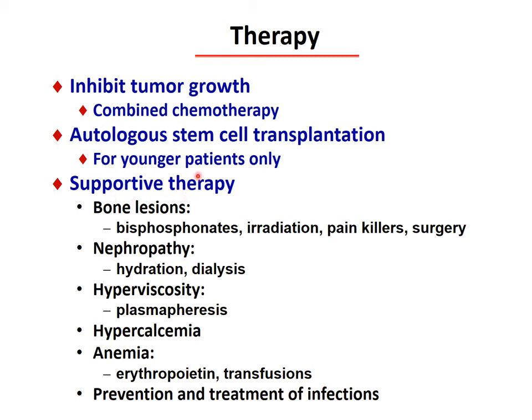And supportive therapy should be given, such as inhibiting the osteoclastic activity using bisphosphonate, or irradiation, or curing the fracture surgically. Nephropathy should be treated with hydration or dialysis. Plasmapheresis is good for hyperviscosity, hypercalcemia, anemia, erythropoietin, transfusion, or to prevent infections, you should isolate the patient or use antibiotic therapy as earlier.